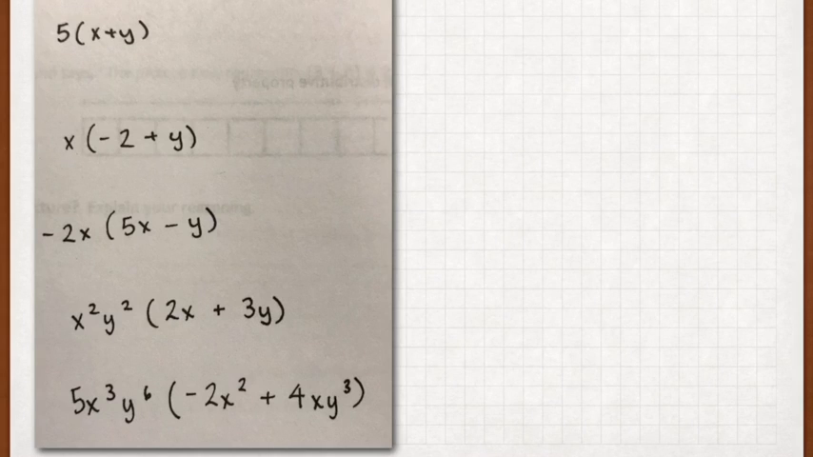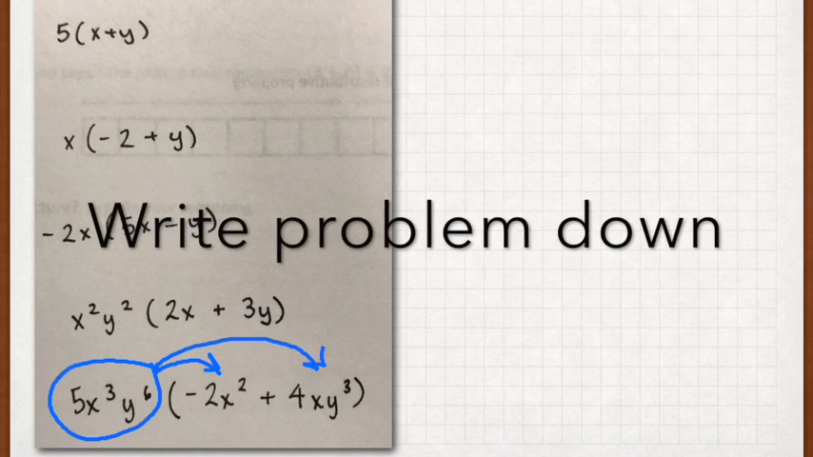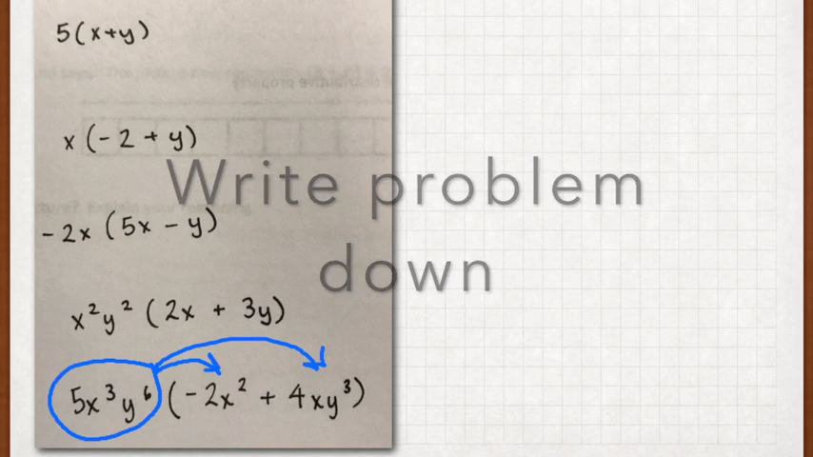All right, so I think you're ready to tackle some harder ones. We have this expression right here, 5x cubed times y to the 6th power, and we have to take this entire term and distribute it across this negative 2x squared, and then distribute it again to the 4xy cubed. I'm going to go ahead and do the first term, and then I want you to try the second term on your own. So let me go ahead and get started.